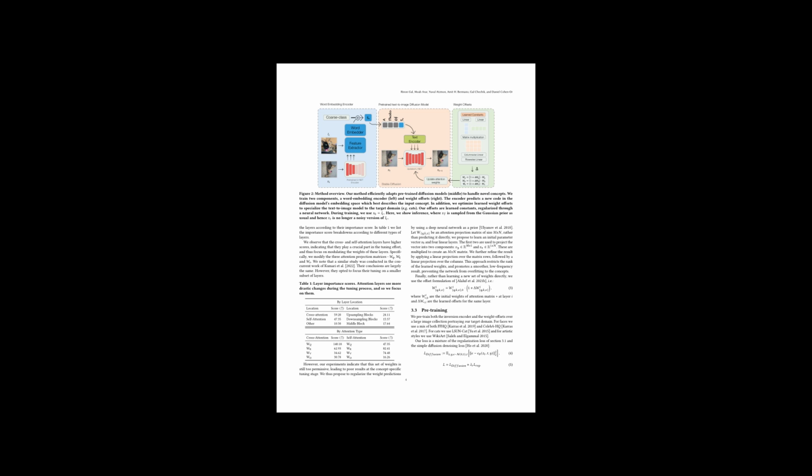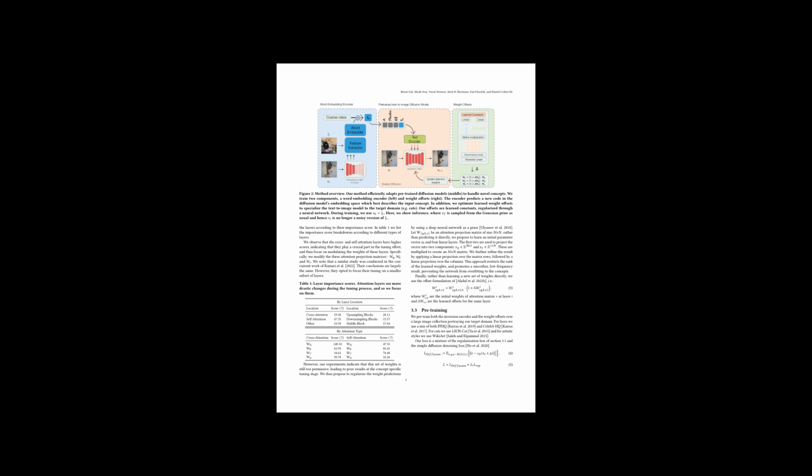The provided text appears to describe a method for adapting pre-trained diffusion models to handle new concepts with a focus on text-to-image generation. The authors propose a twofold training approach: a word-embedding encoder and learned weight offsets. The encoder is designed to predict a new code within the diffusion model's embedding space that best represents the input concept. Weight offsets are introduced to specialize the text-to-image model for a specific domain, such as images of cats. The weight offsets are learned constants, and their optimization is regularized through a neural network.